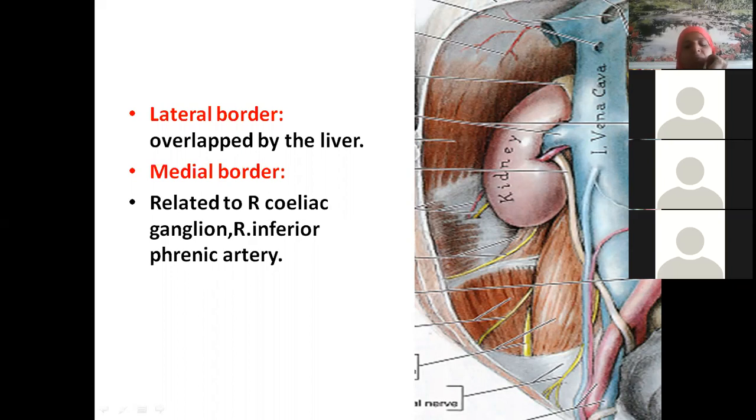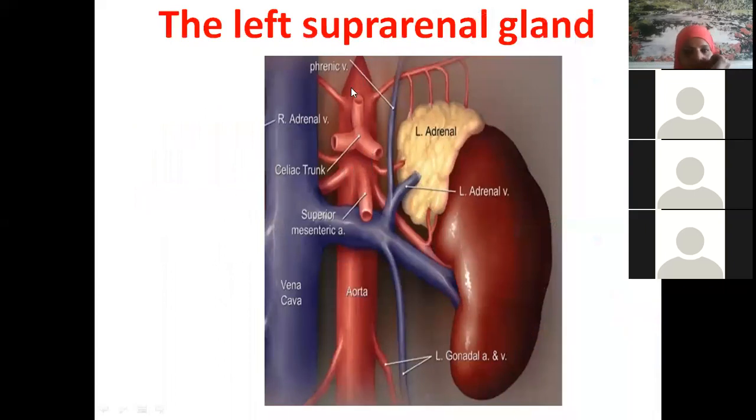Descending aorta, ma'am. Very first branch coming from descending thoracic aorta. Okay. Now see here. This is the right phrenic artery. This is the left phrenic artery. Okay. So now let us talk about left suprarenal gland.